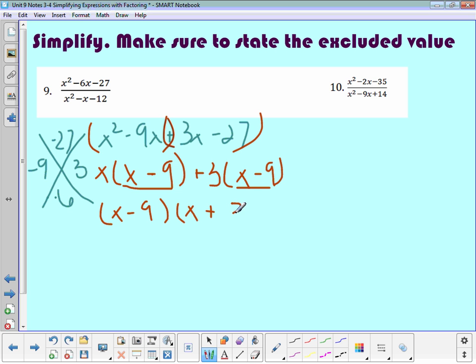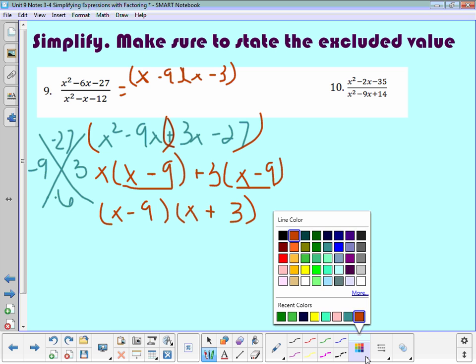Now this guy came from the top, so we don't have to worry about calculating excluded values from the top. We just have to get that factored so we know what we can cancel out. So we don't have to worry about doing excluded values until we do our second x.